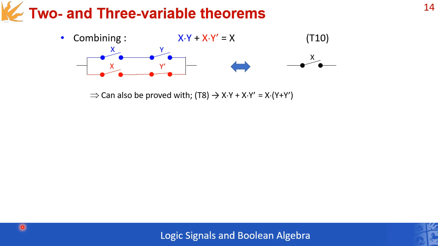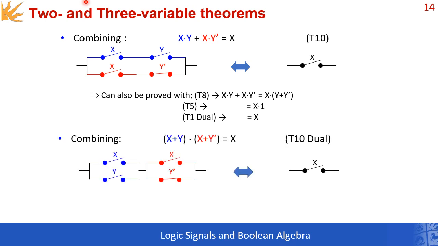By the way, this is something that you can also prove with theorem number 8 that we previously explained. If you remember, we call this theorem distributivity. Now, again, another example of combining variables. In this particular example, we use the AND operation. This is why we say that it's the dual to theorem number 10.